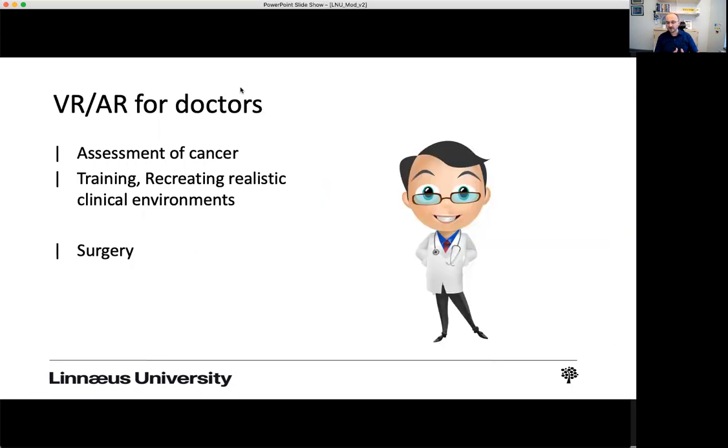So we saw how VR and AR could be useful for the patients. However, I think this technology can also be used by doctors or physicians, in the role of assessing cancer, but also in terms of training and recreating realistic clinical environments, and of course in surgery. So let's see some examples.